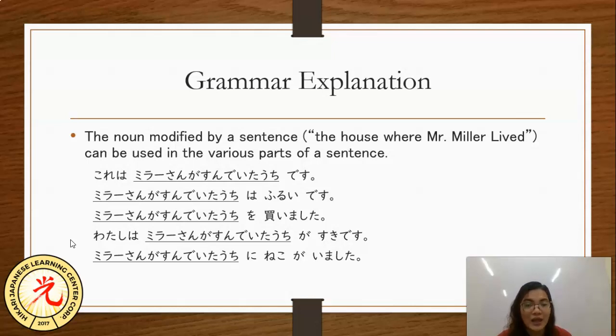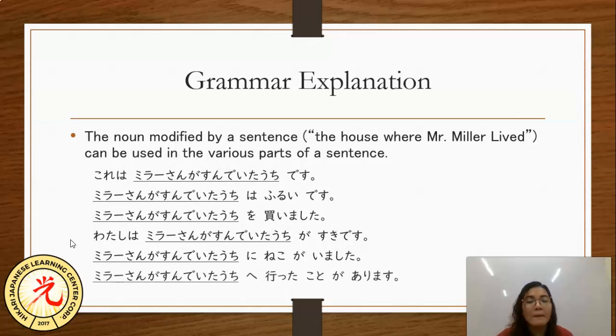Mira-san ga sunde ita uchi ni neko ga imashita. There is a cat in the house where Mr. Miller lived. Okay? And last, Mira-san ga sunde ita uchi e itta koto ga arimasu.